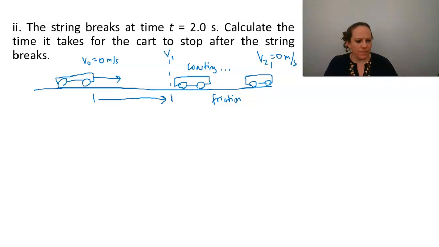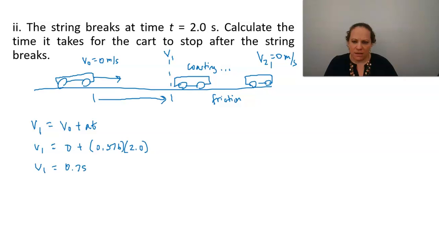V1 will be equal to V naught plus AT. And so we started from rest. We will take the acceleration 0.376 that we just found in a previous part, multiplied by 2 seconds, and I get a V1 equal to 0.752 meters per second. And so now we need to think about what happens while we're coasting. Actually, that'll be nice if I put that underneath the part where we're coasting.